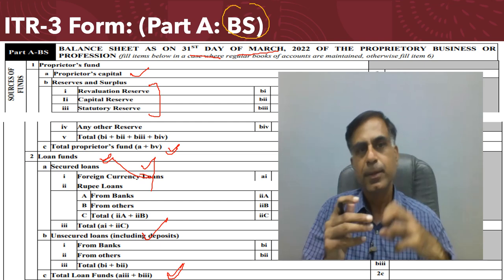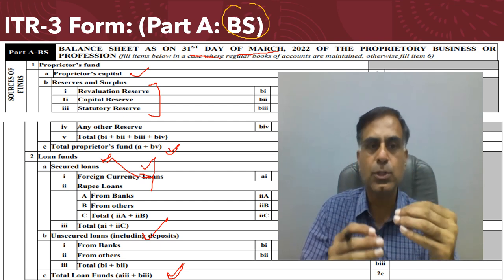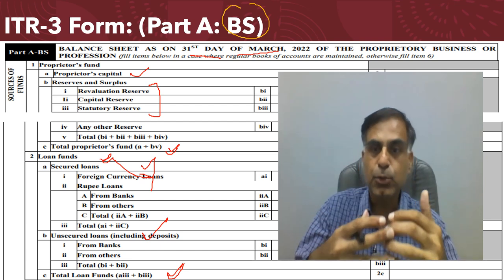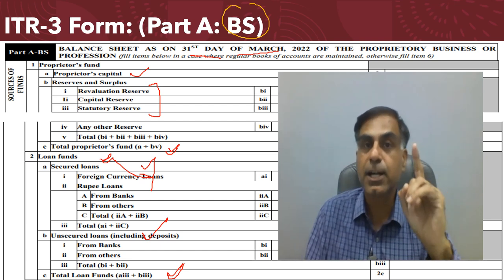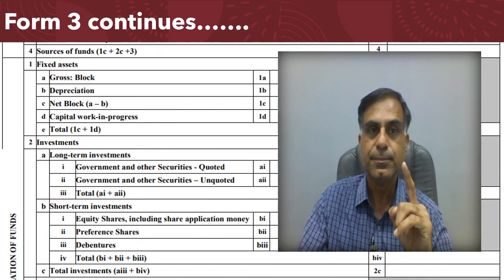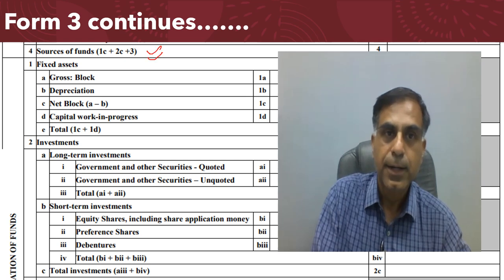So your capital, enhanced by the reserves, and your loans and advances which you have availed in the business, which may be secured or unsecured, are to be reported in this balance sheet. The total of these two becomes the sources of fund. Against these sources of fund, you have to show the fixed assets.